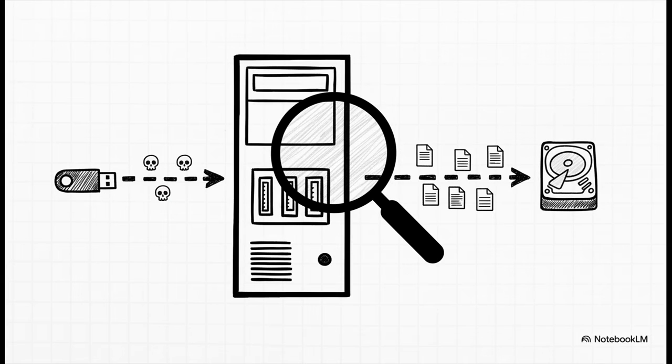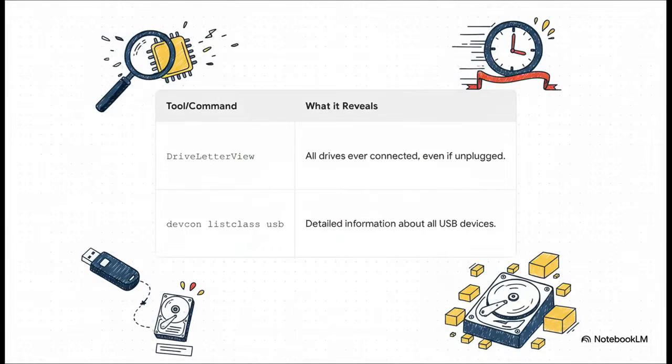How about, what's been plugged into this machine? Attackers love using things like USB drives to sneak malware in or to steal data. So finding out what physical devices have been connected is a really important step. And what's fascinating is that Windows keeps a record of this stuff. There are tools like Drive Letter View that can pull up a whole history of every drive that's ever been connected, even if it's not plugged in anymore. This helps build a physical history of the machine's interactions, which can be a vital clue.